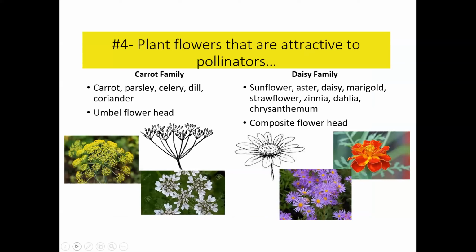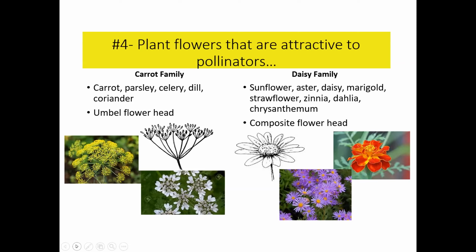So another thing you can do is to plant flowers and plant families that have shapes that are especially attractive to pollinators. So there's two families. There's the carrot family and the daisy family. The carrot family are things like parsley, celery, dill, coriander, and they have what's called an umbel-shaped flower head. It's basically an upside down umbrella. This here, the one on the left is dill, the white flowered one is coriander or cilantro in the leaf form.